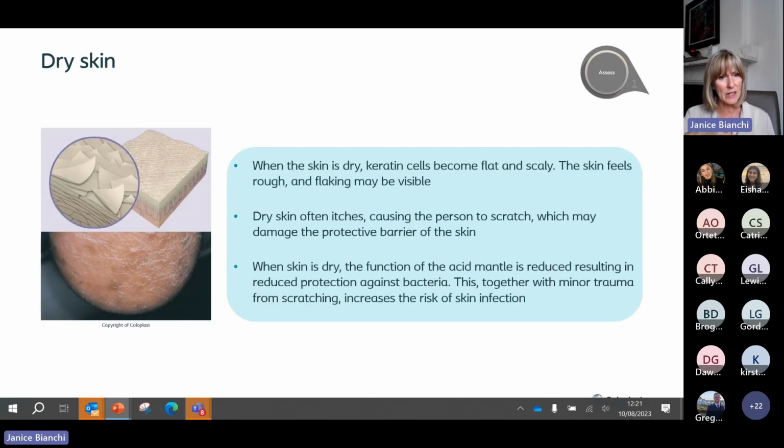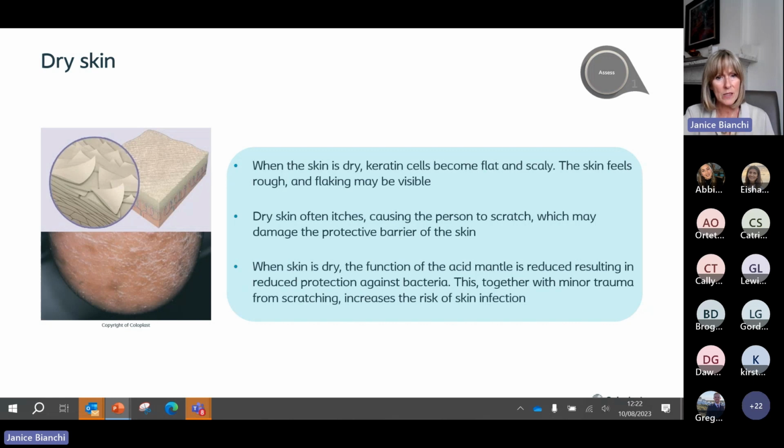And then dryness, similar to excoriation. And you can see in the diagram in the top picture what the keratinocytes look like when the skin's really dry. And you know, you've seen this skin that's really, really dry and flaky, very often in an elderly person, very often in the lower leg. The skin, when it's dry, itches, which means that the person will scratch and they'll damage that protective layer of their skin, the acid mantle, as we call it.